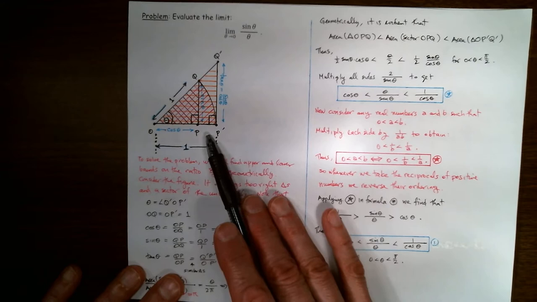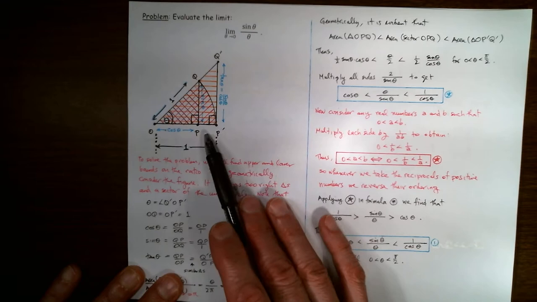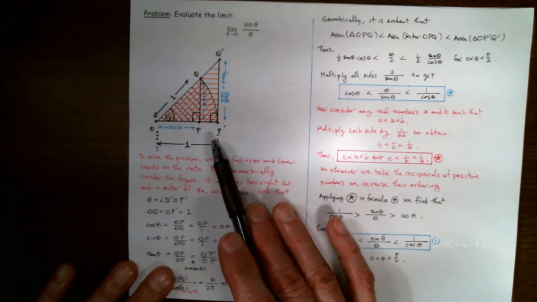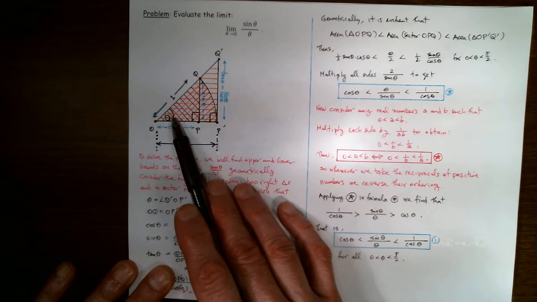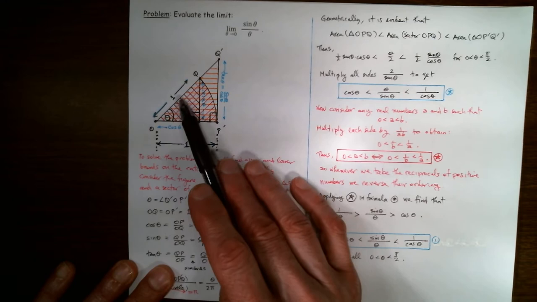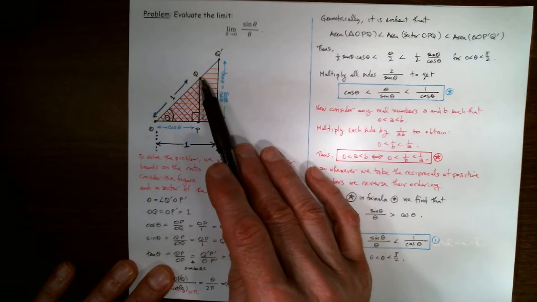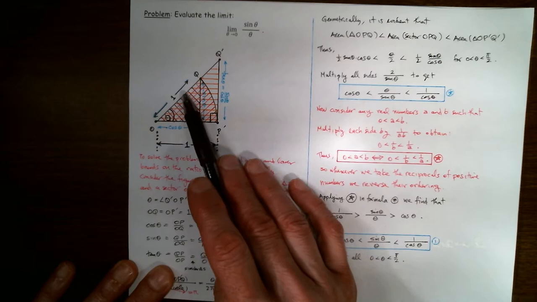So to that end, consider this figure that displays two right triangles and a sector of the unit circle. Suppose that this acute angle Q prime OP prime represents our angle theta, and that the length of OQ and OP prime are both 1, and then the arc QP prime is an arc of the unit circle, an arc of the circle of radius 1.